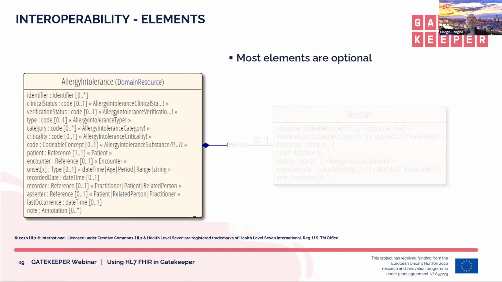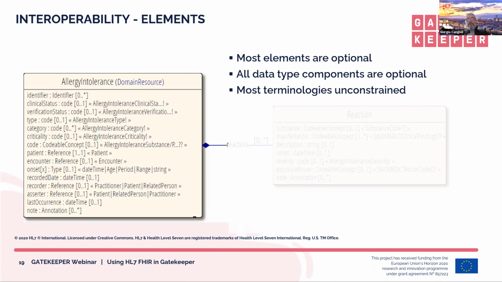The base resource usually has a lot of elements that are optional, and also you may have different choices of data type. There are terminologies that are constrained. So defining all these constraints that better describe how to use the resource is called profiling.